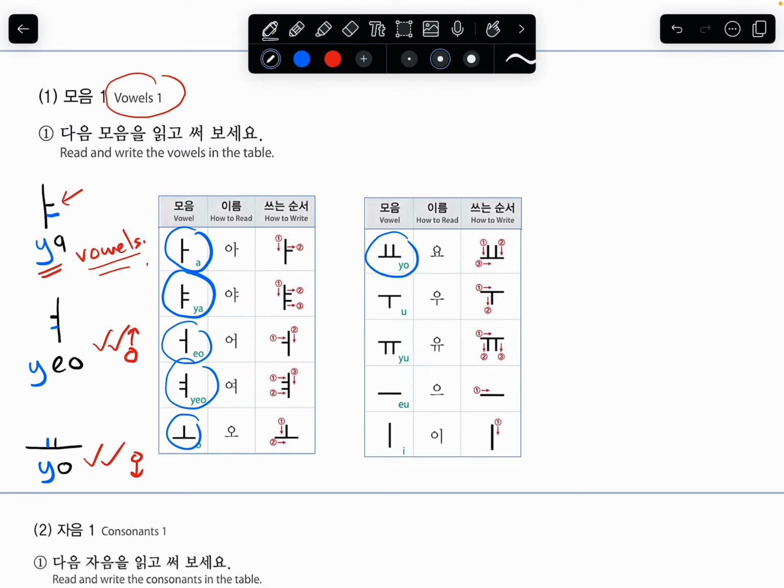And then we have one straight line, and then one line at the bottom. This sound is U. And then when you add one more line, the sound will be YU. Always when you see two lines, they always include Y. And then lastly we have E. This one, the sound is E.